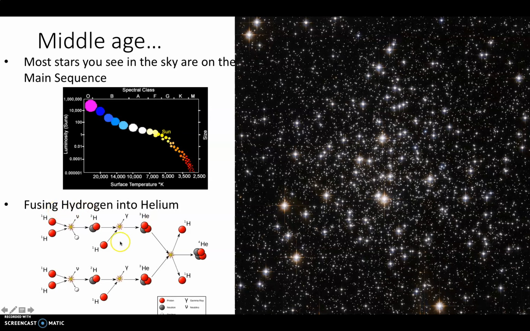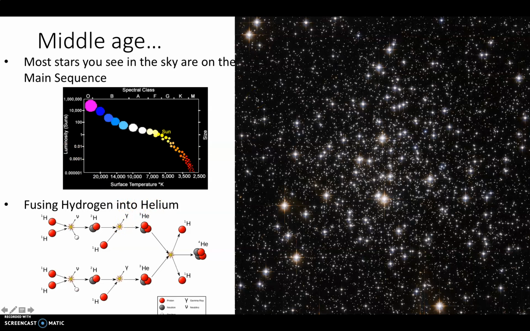Fusing hydrogen into helium, and the process, as you can imagine, is actually a lot more complicated than just two hydrogen atoms becoming one helium atom, because as you know, a helium atom actually has 4 baryons in its nucleus, and so we actually have to have 4 hydrogen atoms to start out with to get 1 helium atom in the end. And it goes through a pretty complicated process where we have some neutrinos and electrons and photons. Anyways, but these are most of the stars that you see in the sky.